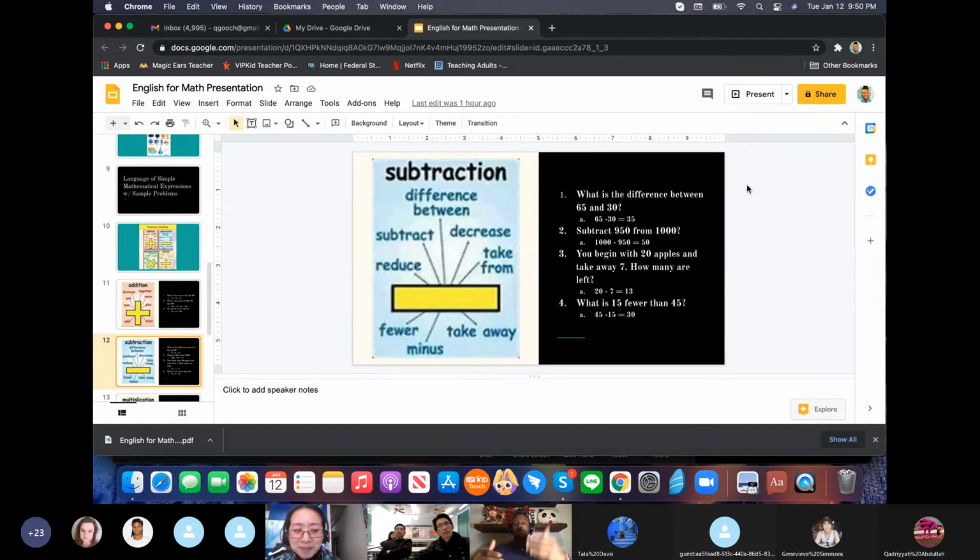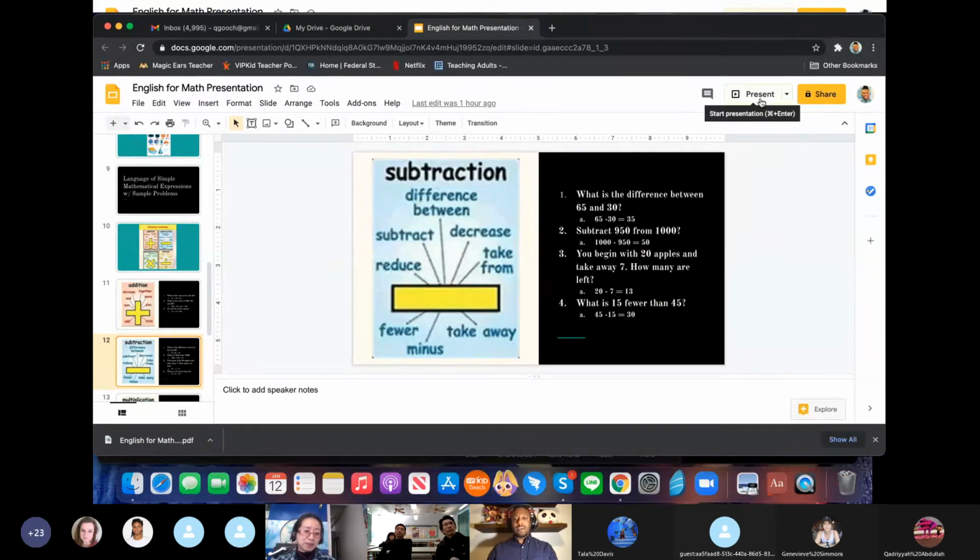These are just some extra terms that we use commonly in math classes. Got it. Thank you. Yes. All right. So we'll go back to presenting here.